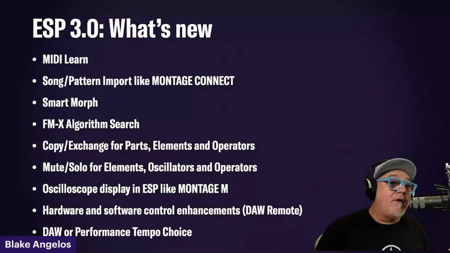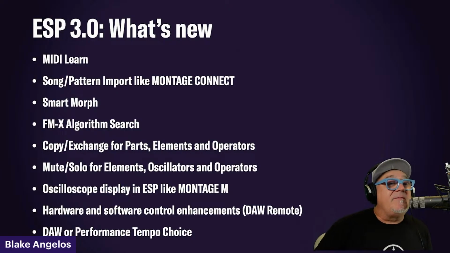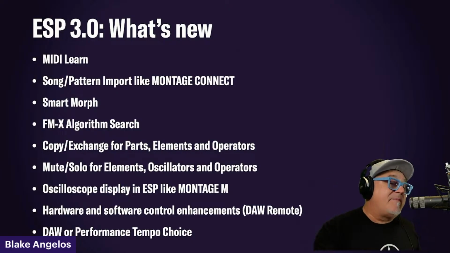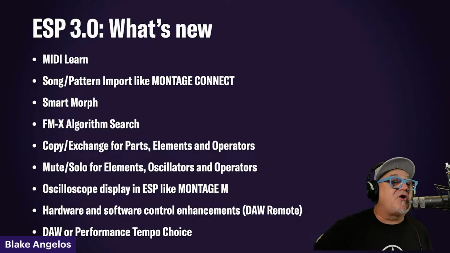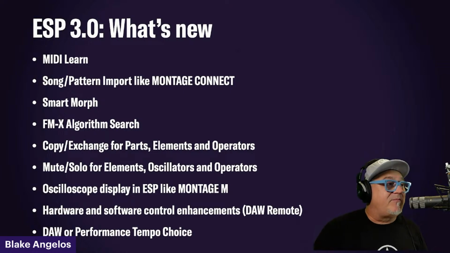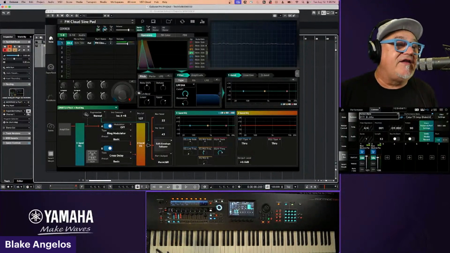So here's what's new. I made a little thing that shows what's new. I'll show this in ESP in a second, but I'll just go through each of these real quick. MIDI Learn, that's a very cool thing that we've added. Song and pattern import, like MONTAGE Connect. Happe's going to show you that. SmartMorph, FM algorithm search, copy and exchange, mute and solo for elements, oscillators, the oscilloscope display, hardware and software control enhancements, and then you can choose between the performance or the DAW for the tempo. But without getting into that, how about we just take a look at each of these things right here.